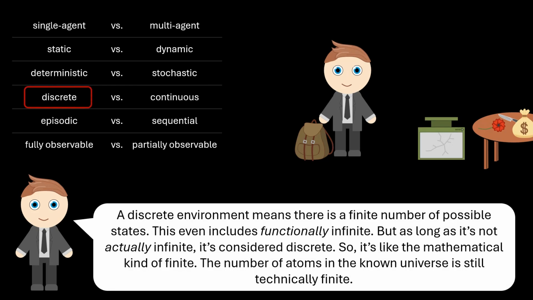A discrete environment means there's a finite number of possible states. This even includes functionally infinite. But as long as it's not actually infinite, it's considered discrete. So it's like the mathematical kind of finite. The number of atoms in the known universe is still technically finite.